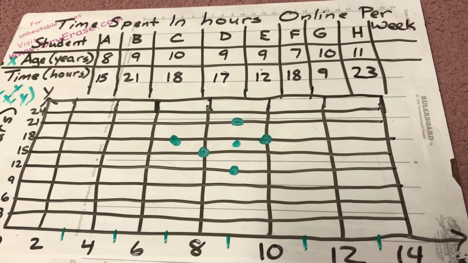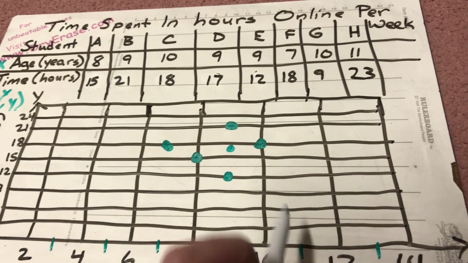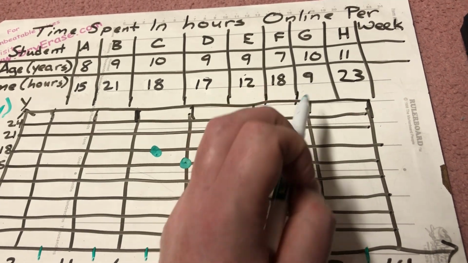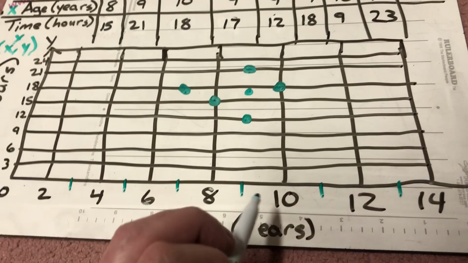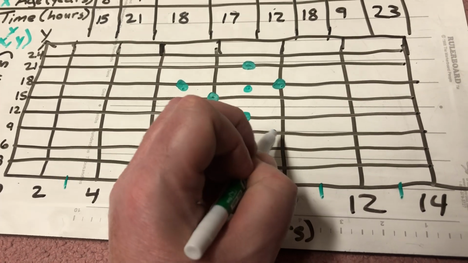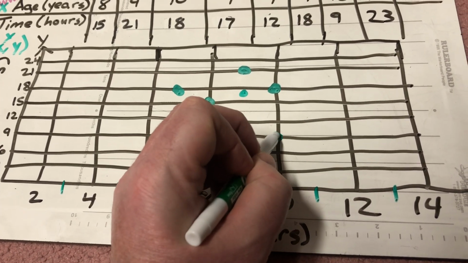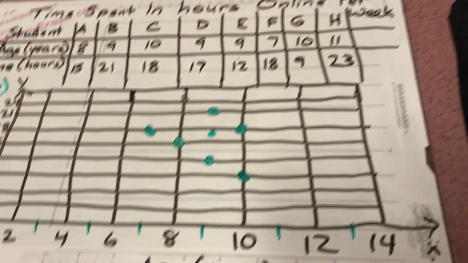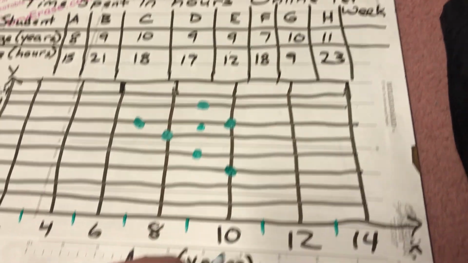Sounds like an awful lot, but that's a whole different situation. 10 years old, 9 hours. So we're going to go to 10. Then we're going to go to the 9. That's going to be right there. And then we're going to go 11 and 23.